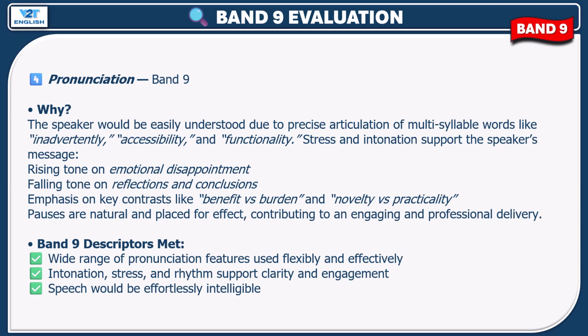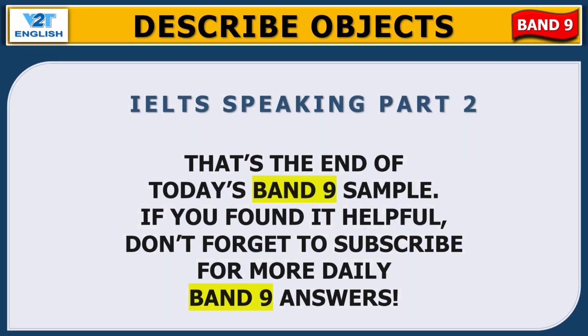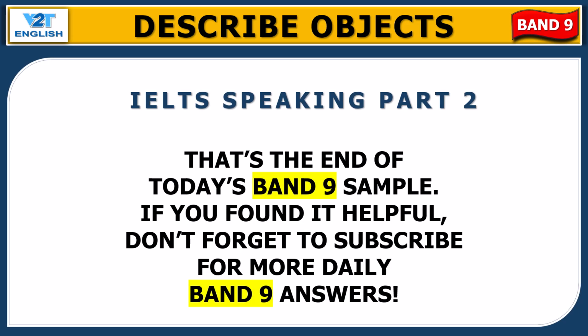Band 9 descriptors met. Wide range of pronunciation features used flexibly and effectively. Intonation, stress, and rhythm support clarity and engagement. Speech would be effortlessly intelligible. Describe objects. IELTS Speaking Part 2.